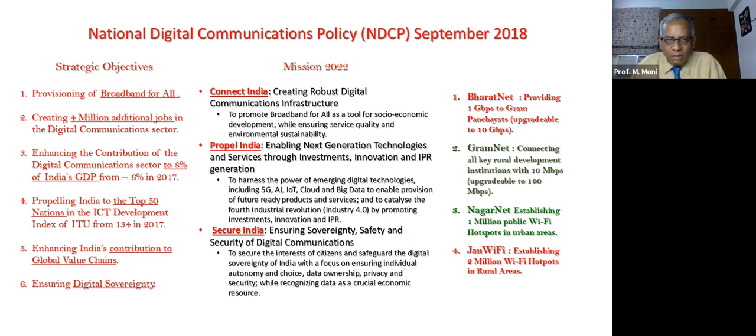The mission is to connect India, propel India, enabling next generation technologies and services through investment, innovation, and IPR generation. To harness the power of emerging digital technologies, including 5G, artificial intelligence, IoT, and big data, to enable provision of future-ready products and services, and also to catalyze the fourth industrial revolution by promoting investment, innovation, and IPR. Secure India means ensuring sovereignty, safety, and security of digital communication.